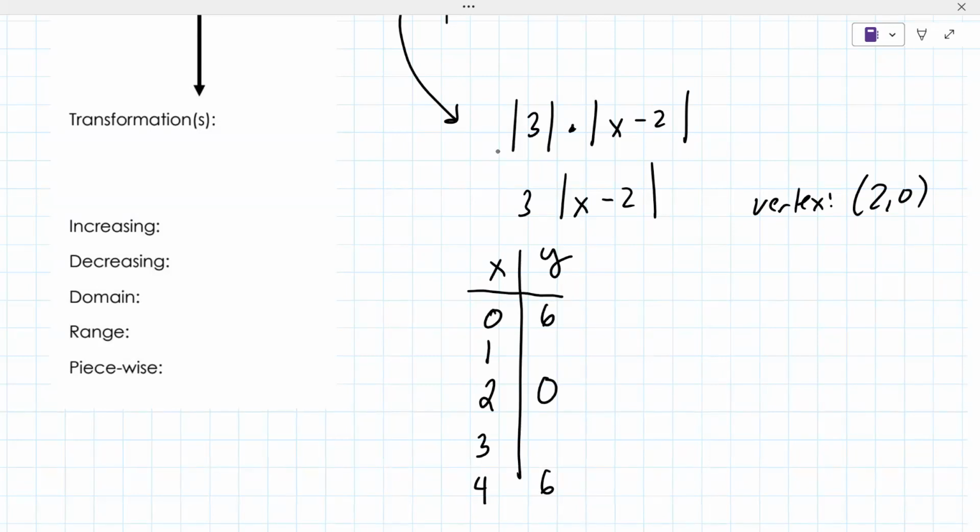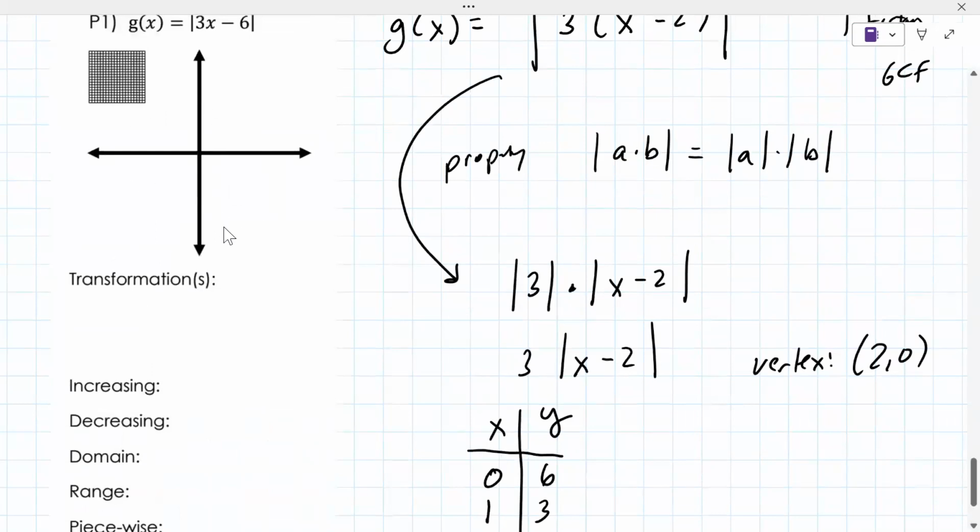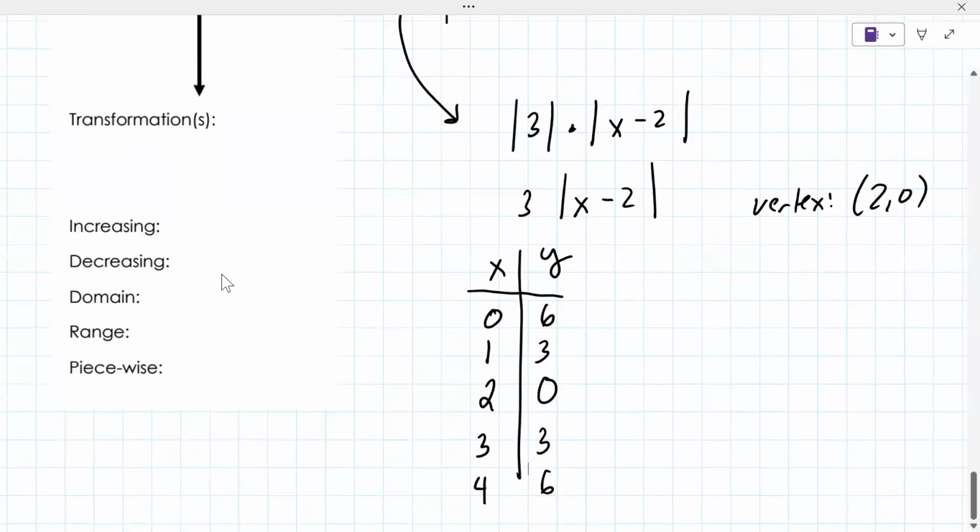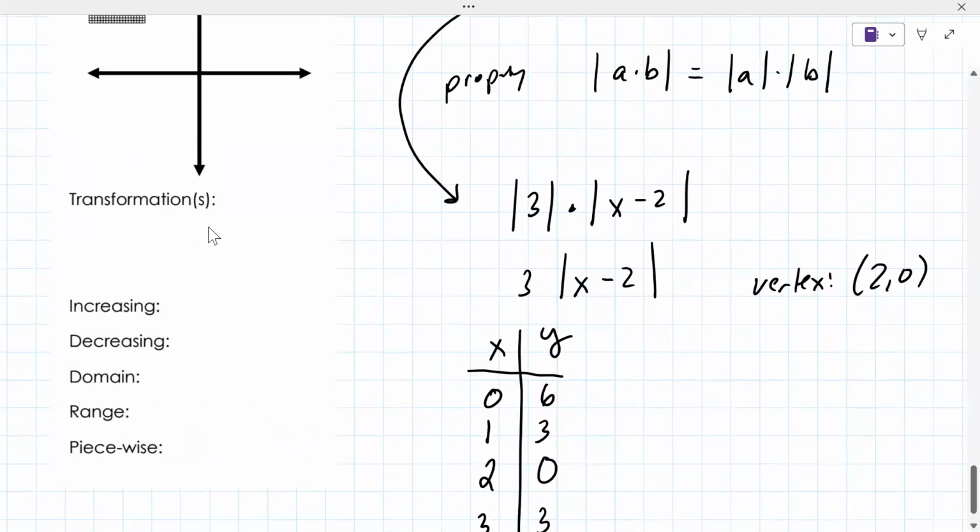And then for the one, let me put it in again, that'd be, still, so it'd be 3 for 1, and then 3 for 3. Good. So I want you to make a sketch on yours from the table, a rough sketch if you want. And then I'll confirm it.